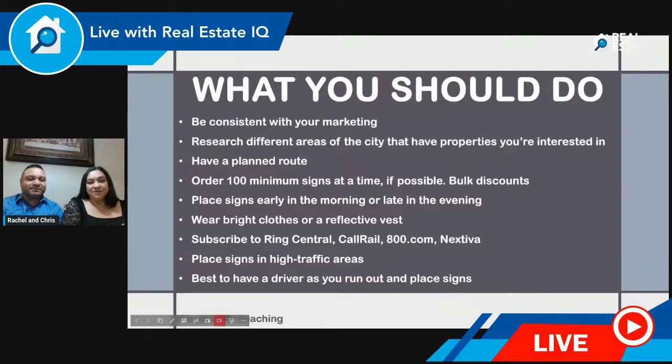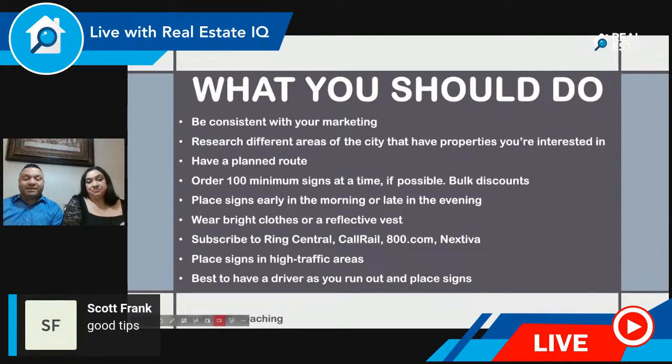Research different areas of the city that have properties you're interested in. So this is where real estate IQ comes into play. You go in and you see there's a ton of foreclosures in whatever city. So you're like, oh, okay, this is probably going to be a great area. So you can condense and look up neighborhoods. Oh, okay, this neighborhood seems to have a lot of foreclosures. Guess where you're going to place your signs? Everywhere and anywhere. But if you see a certain area with the most foreclosures, put them there, right? Now, whether you think they need your help or not, that's irrelevant, right? The more you go out there and do it, the better.